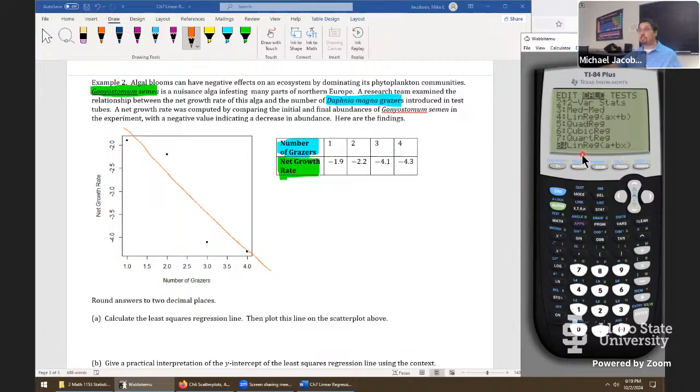This is the one that gives us the regression line. It's also how we got correlation. So it's kind of nice that there's overlap there. Hit enter a bunch of times. And this is what you should see.